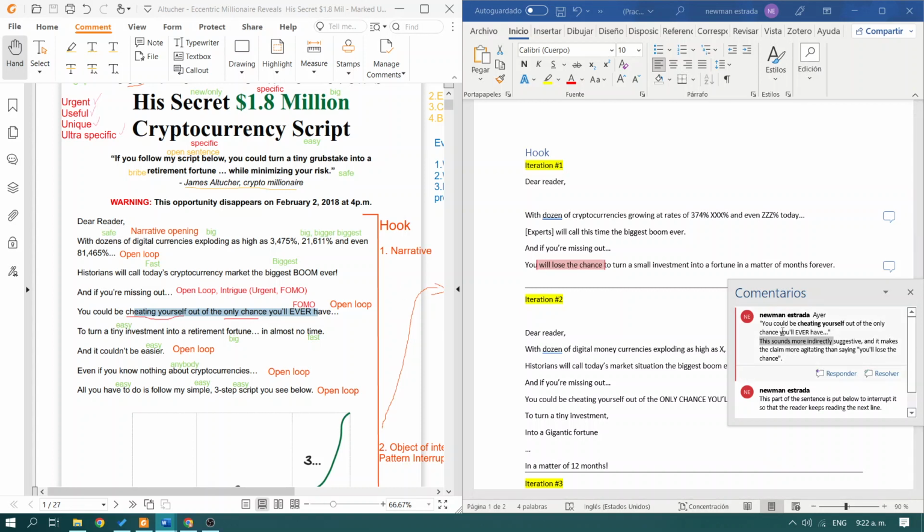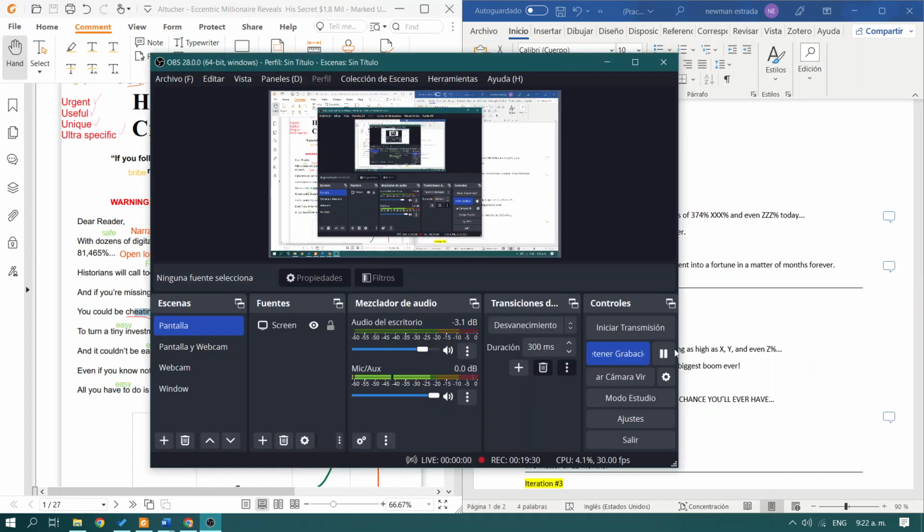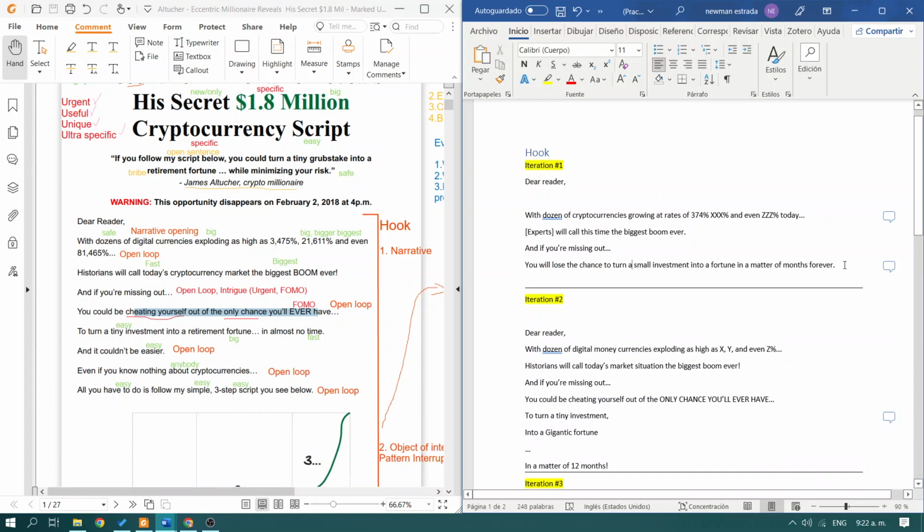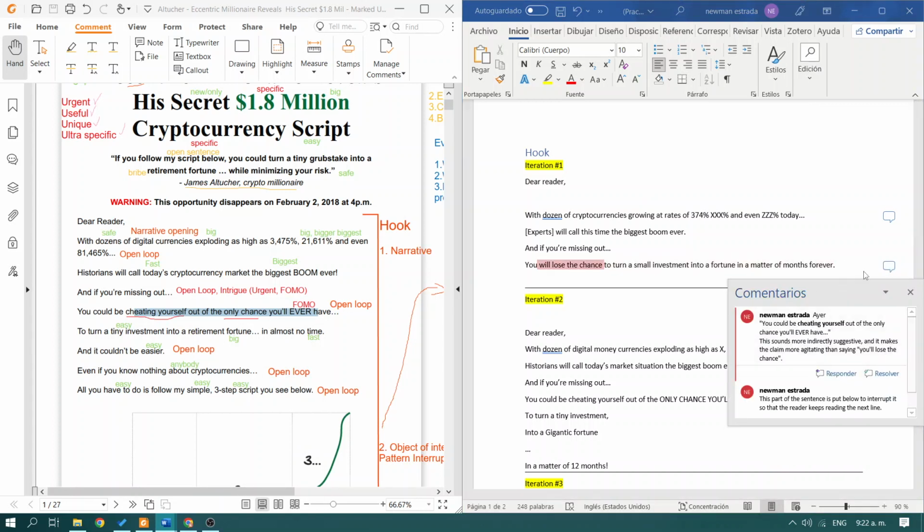So you could be cheating yourself out of the only chance you'll ever have is better than just you will lose the chance, right? To turn a small investment into a fortune in a matter of months forever. So with this forever, I tried to make this opportunity unique, like he does. But this part of this sentence right here is broken. It's put below to interrupt so that the reader keeps reading the next line. So he doesn't say all of this in one sentence, in one line. He breaks it down into two.